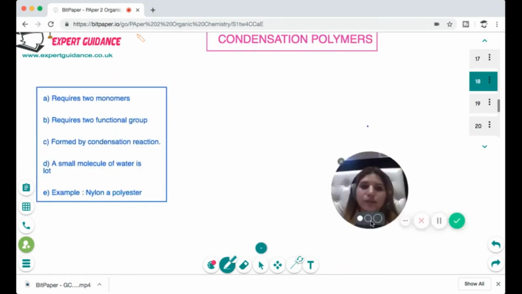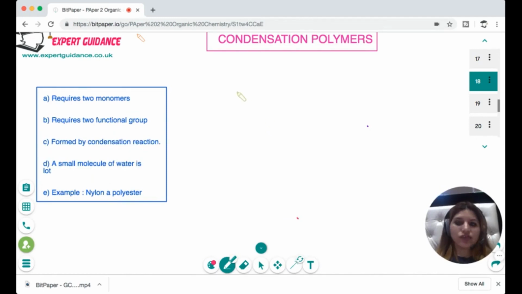The other type of polymerization is the condensation reaction. It requires two monomers and two functional groups. For example, we have this molecule. We are representing it with a box as a schematic representation, it has an OH at both ends, and the other molecule has C double bond O, OH at both ends.